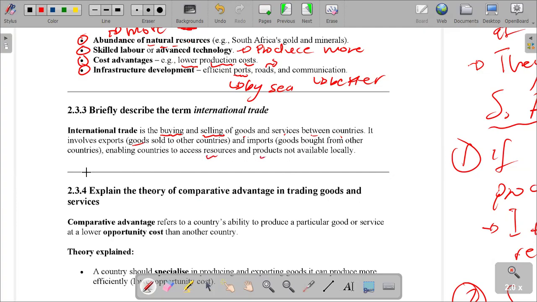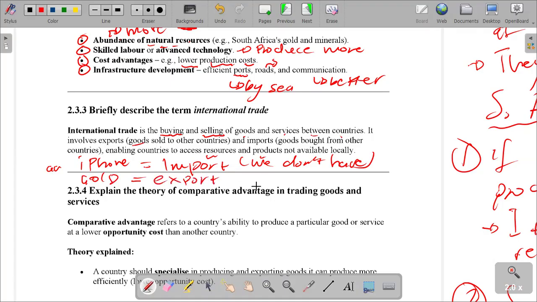not available locally. Let's say, for instance, like I said, the example of an iPhone. If we don't have it in South Africa, what do we do? We import it, right? And if we have excess gold, what do we do? We export it. So if we don't have, we import. If we have, we export. That's basically the whole meaning or description of what international trade is.